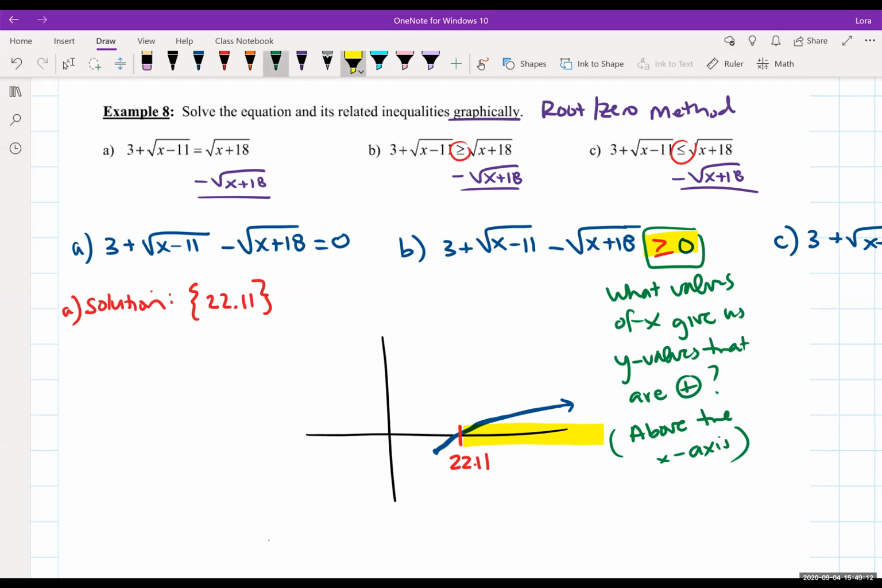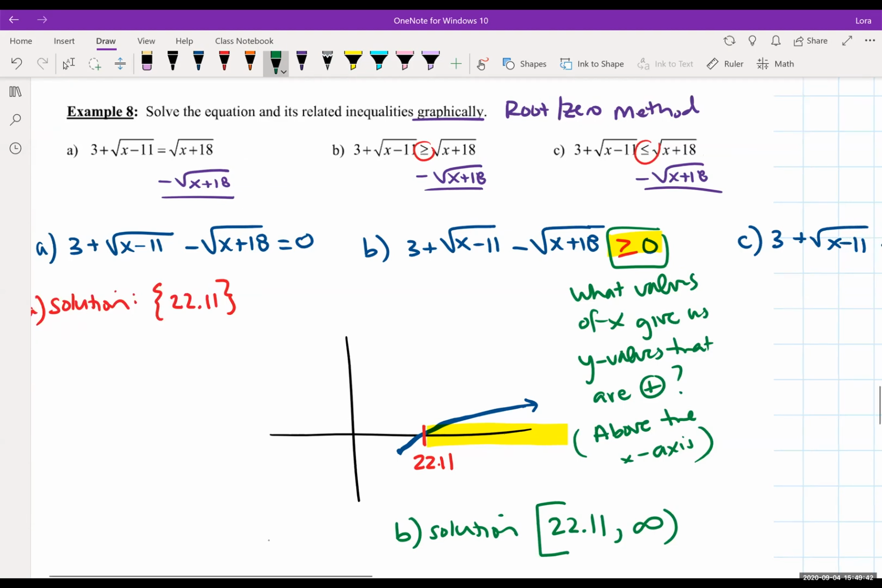So the solution for part B, we would say, it starts at 22.11 and it goes all the way out to infinity because it looks like the function is never ending at that point. Now, the other thing we want to double check on our boundary point, should we have parentheses or brackets? We will use brackets due to the inequality symbol.